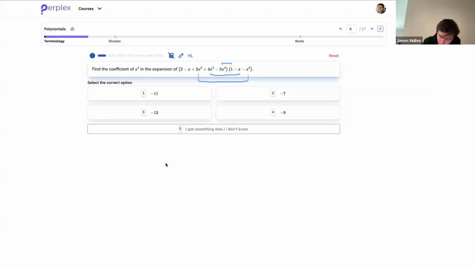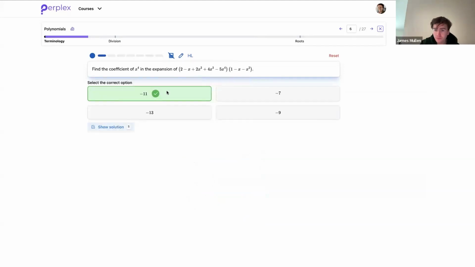So what are each of these going to give me? I'm going to have minus x to the 5x to the 4 times 1, and then I'm going to have 4x cubed times minus x, and then I'm going to have 2x squared times minus x squared, okay? So this gives me minus 5x to the 4 minus 4x to the 4 minus 2x to the 4 is negative 11x to the 4, and so the coefficient is just the minus 11.